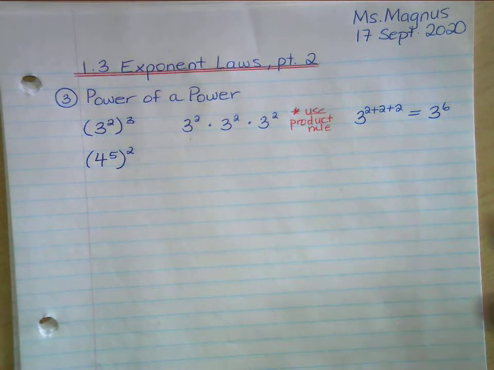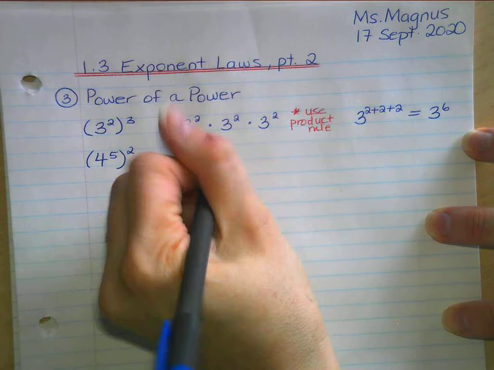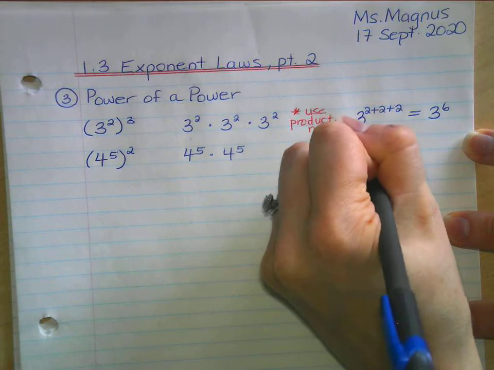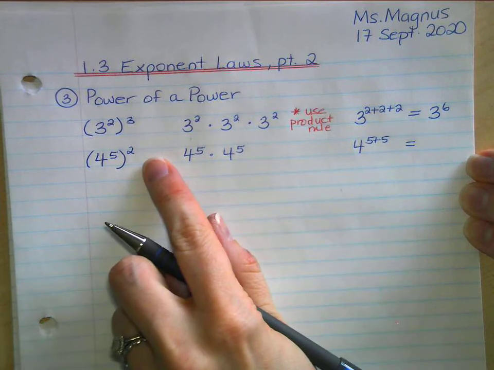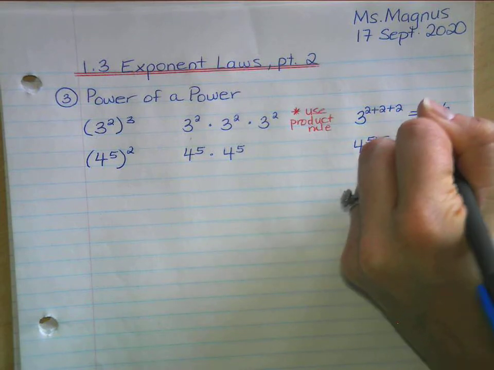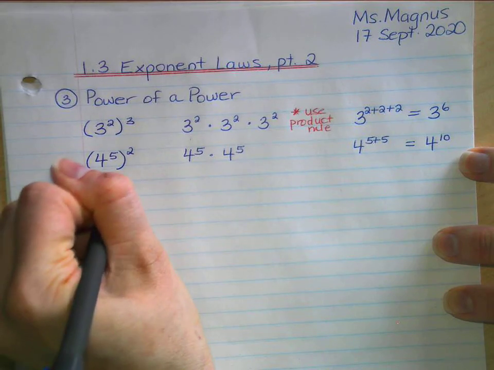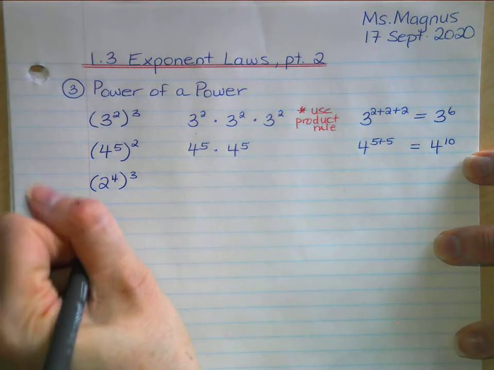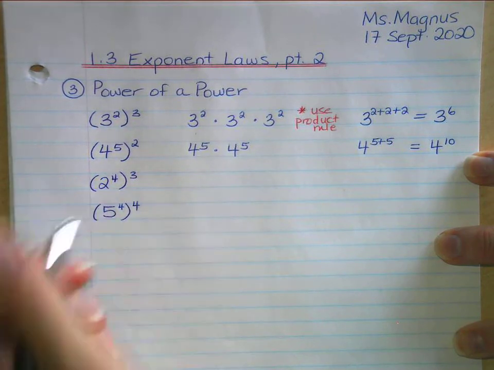4 to the power of 5 squared means I have 2 sets of 4 to the power of 5. So I have 4 to the 5 plus 5. This is just my product rule, right? When I multiply powers with the same base, I add the exponents. So I have 4 to the... Can you please do these next two? 2 to the power of 4 cubed, which means to the power of 3, and 5 to the power of 4 to the power of 4. So you give those a shot, please.